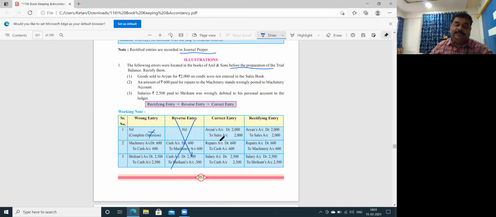What is the correct entry? What is the entry for the repairs paid, repairs to cash? Mistake. What is the mistake? It is wrongly recorded as a machinery account due to cash.